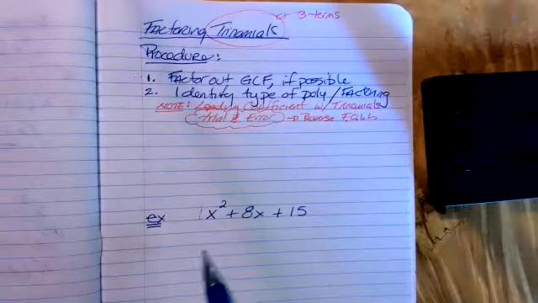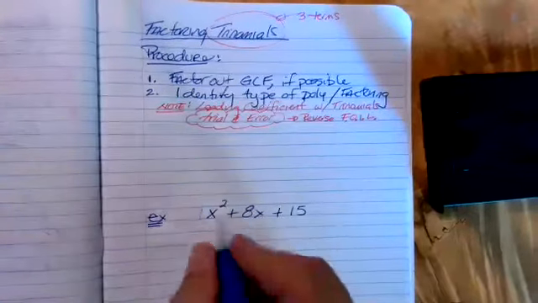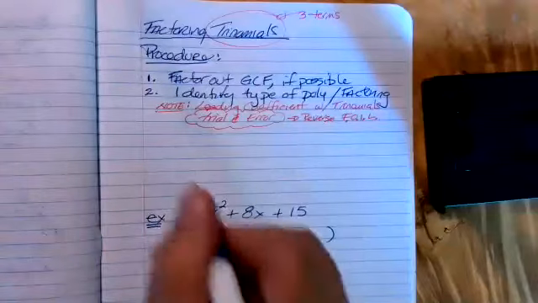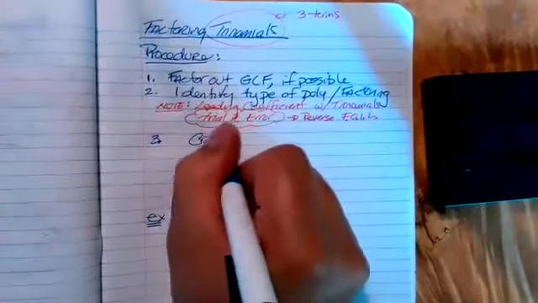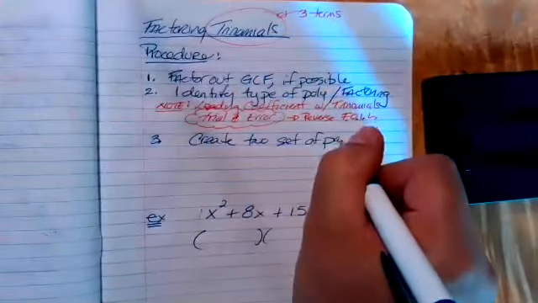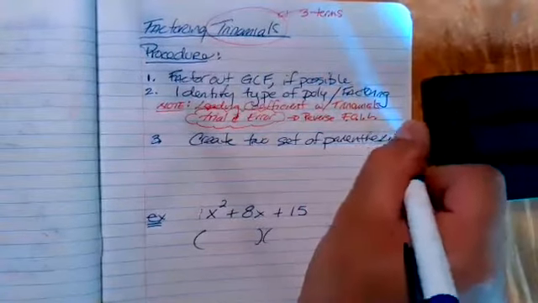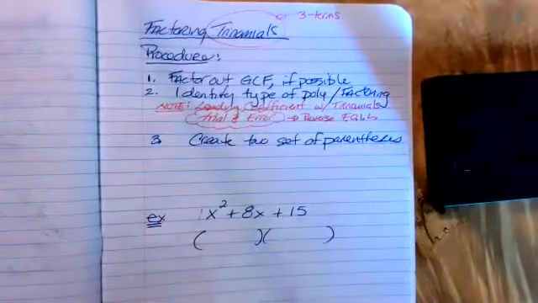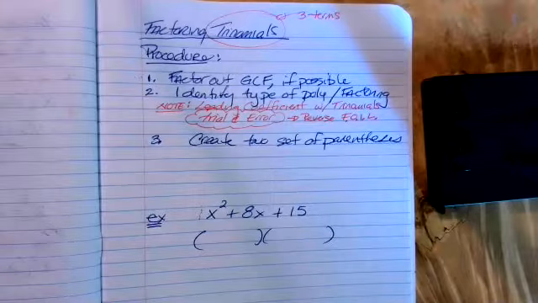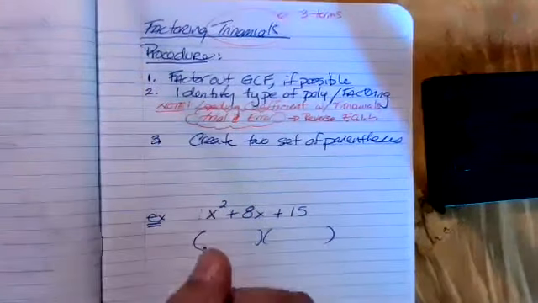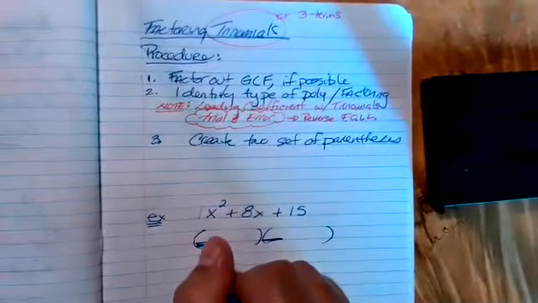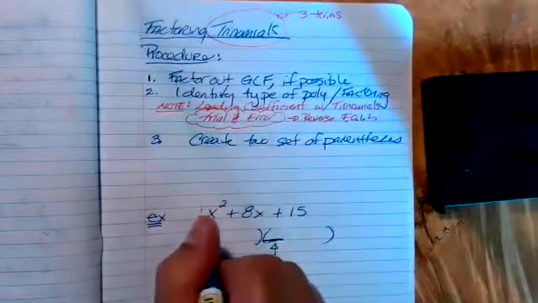We know that what makes up this trinomial is two binomials. So what we want to do is create two sets of parentheses. And then we're going to work this backwards, just like we would if we were foiling it. What you put here and what goes here has to multiply to this first term.